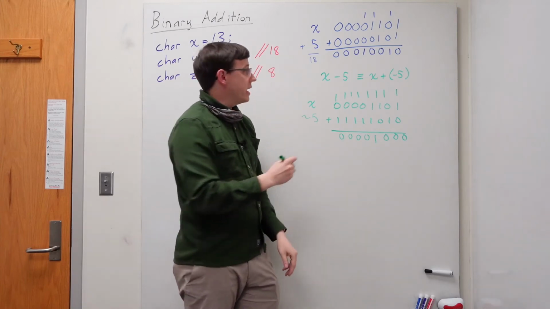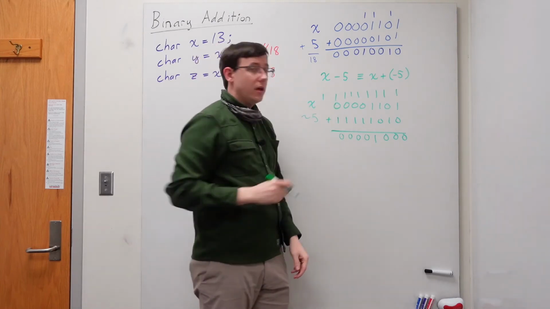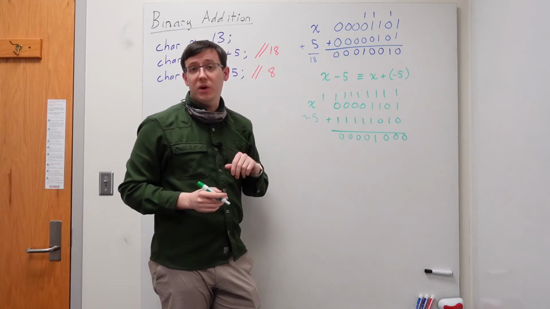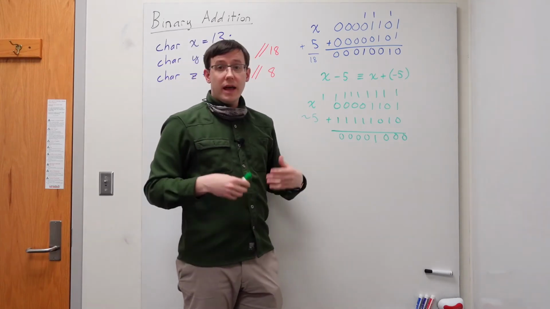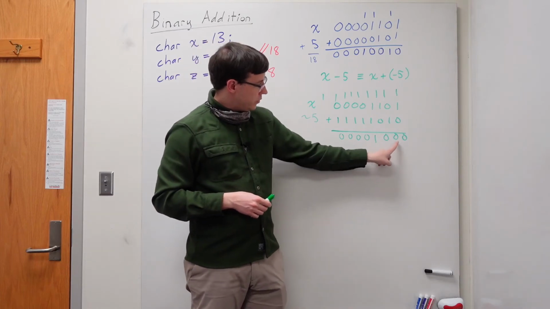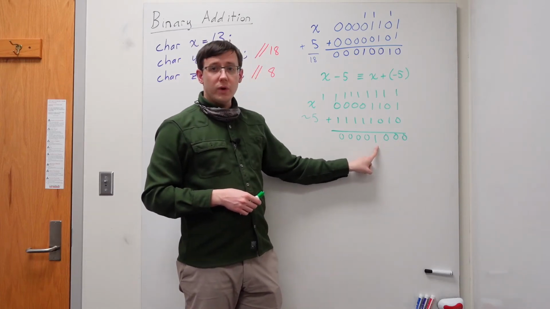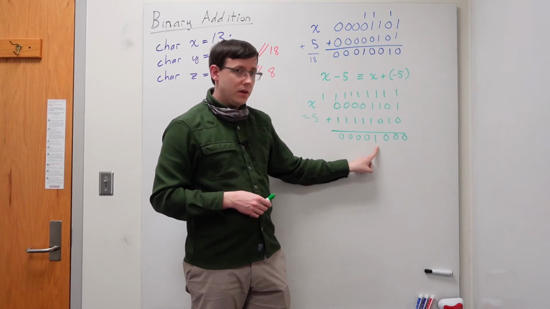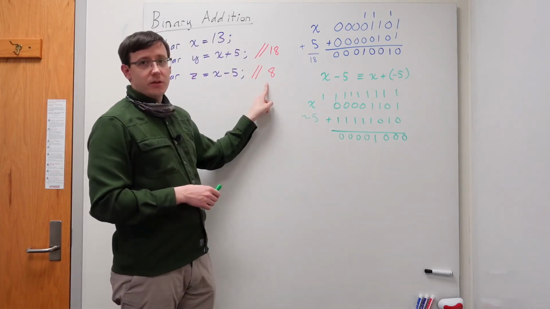And now we have a carry, but that carry goes out the end of our 8-bit number and gets lost. And the result is a positive number. We have 1s, 2s, 4s, 8s. So we got positive 8, which was exactly the result we wanted.